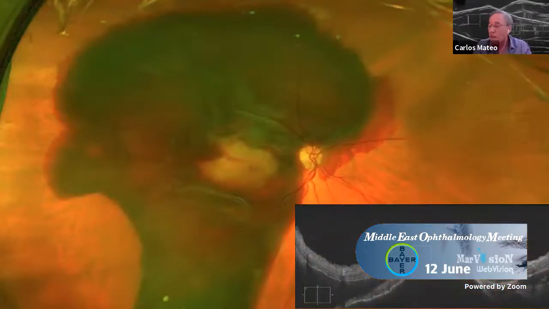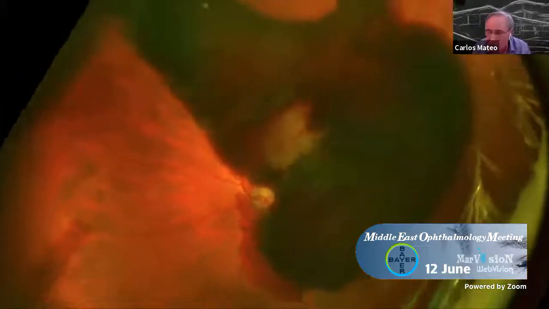Look at this massive subretinal hemorrhage. This was 2 years ago. I had this case, the other eye previously affected. The hemorrhage was mainly in the subretinal, in the sub-RPE space. Then this is the surgery I decided on. This is a surgery of RPE transplantation.